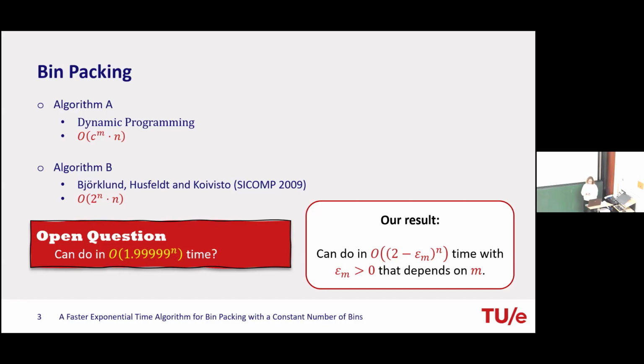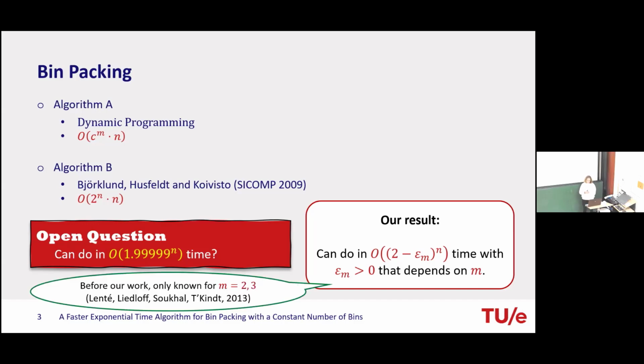This was already known for m is 2 because that's subset sum, and there's meet in the middle in 2 to the n over 2. And it's actually also already known for m is 3, and that's a result by Lente, Liebloff, Sokal, and kind of 2013 by a sort and search algorithm. But for all the other m's, this was unknown, and so we actually included these.